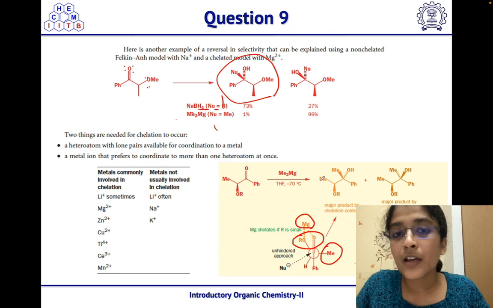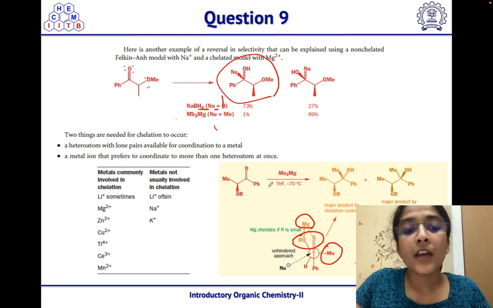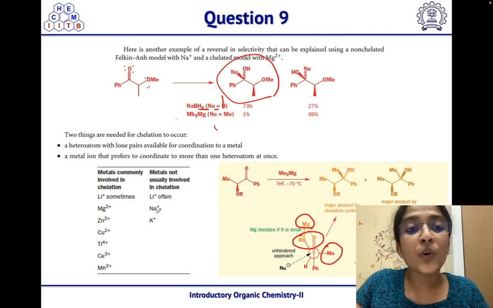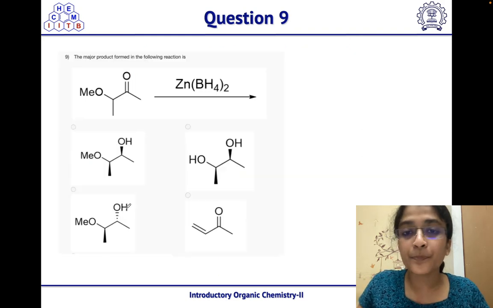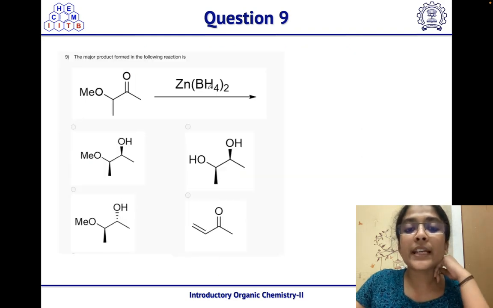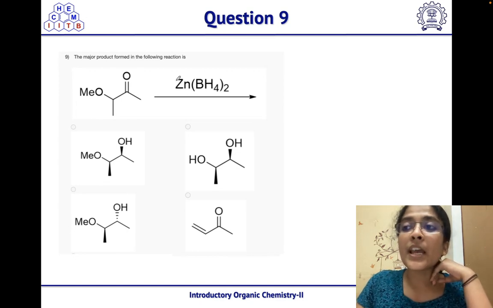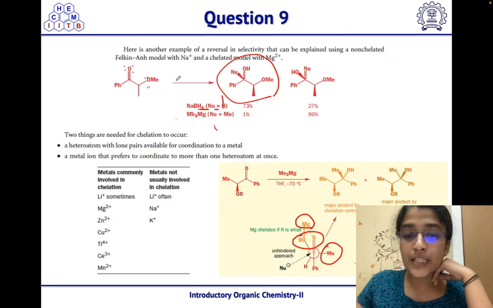Yes, ma'am. Like in our previous cases, whatever metals were present were non-chelating kind of metals. Here in this question, they have given ZnBH4 twice. So here Zn 2 plus ion will be formed, and because of that, whatever Felkin model product we are getting, its opposite isomer will be the major product, as we can see from this example.